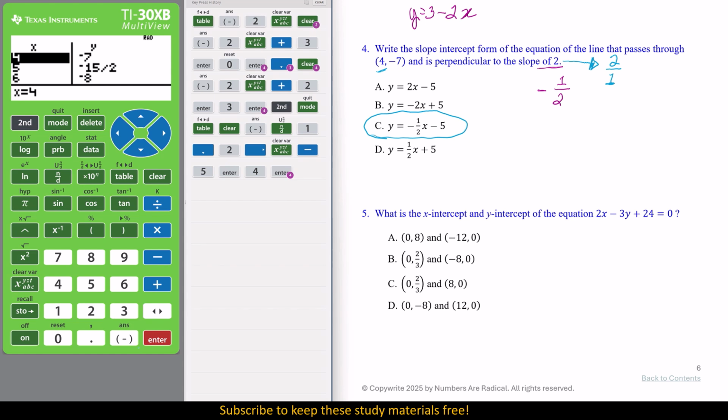What is the x-intercept and the y-intercept of the equation 2x minus 3y plus 24? Okay, well, we could put that in the calculator and find those. But we have to take this out of standard form and put it into y-intercept form because we're looking for intercepts. The fact that it asks for intercepts tells us we need to change the form.